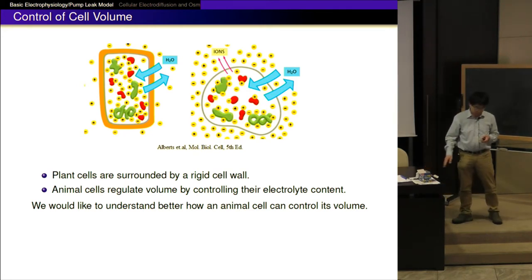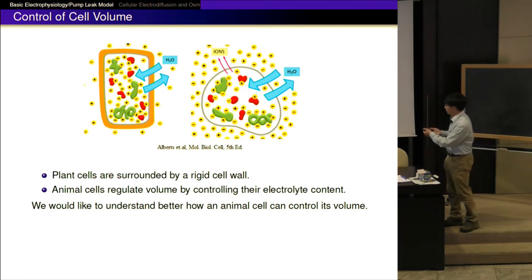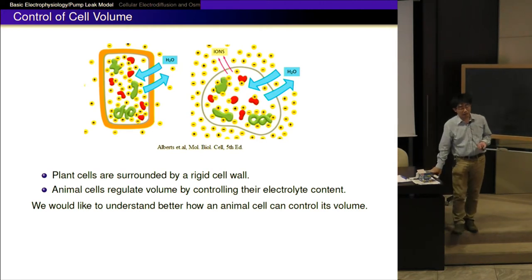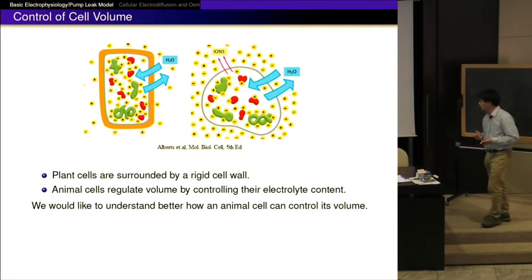That's also a good question. Anyway, animals cannot afford to build a cell wall because they cannot move anymore. Animals are, by definition, things that animate, so they have to move, I guess.